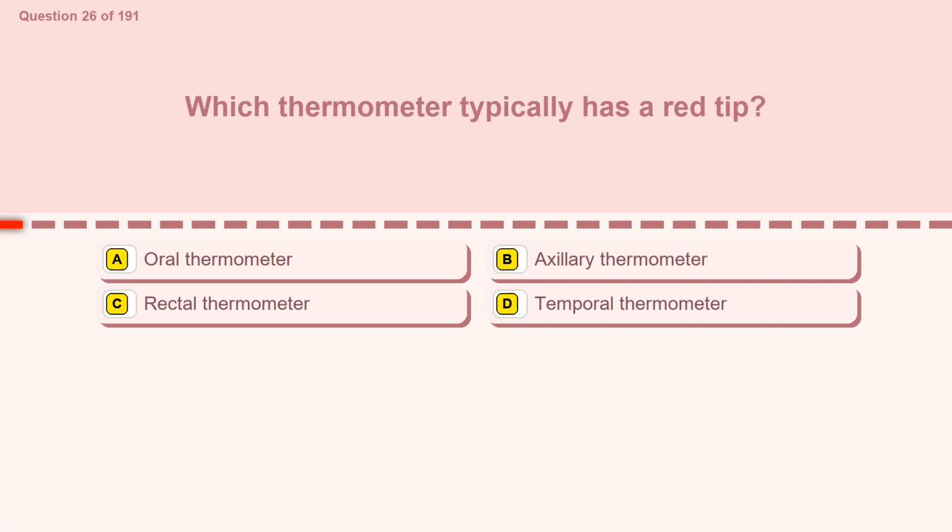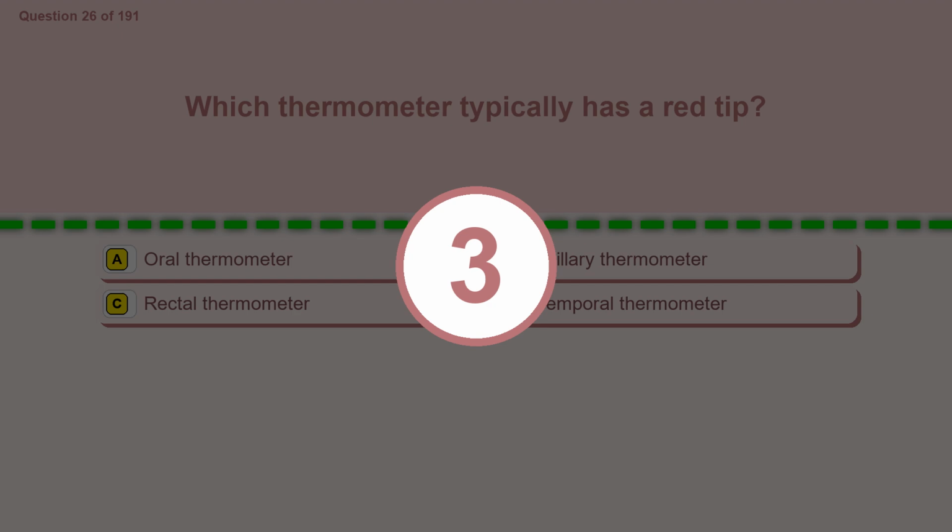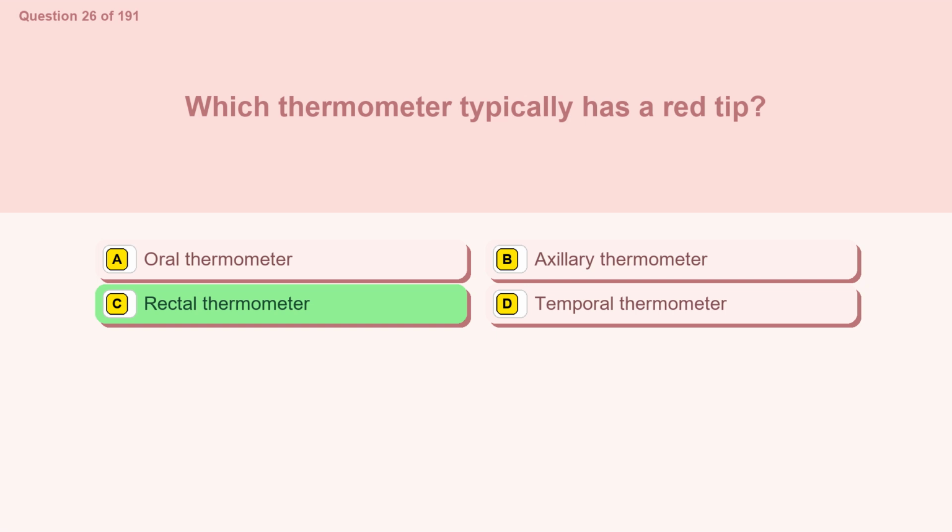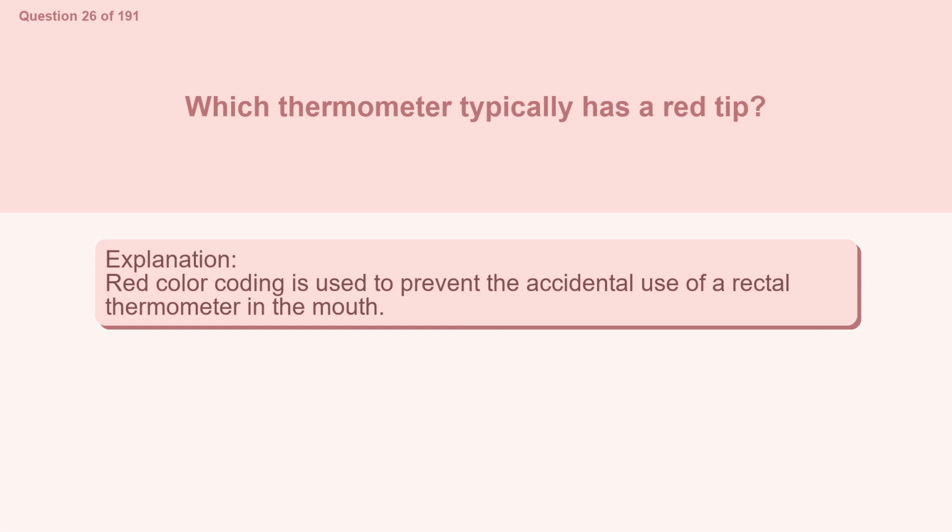Question 26. Which thermometer typically has a red tip? Option A, oral thermometer. Option B, axillary thermometer. Option C, rectal thermometer. Option D, a temporal thermometer. The correct answer is option C, rectal thermometer. Red color coding is used to prevent the accidental use of a rectal thermometer in the mouth.